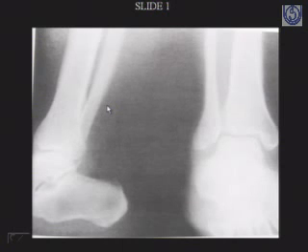This is the conventional skiagram AP view of the lower limb, in which we are seeing the lower part of the tibia and fibula along with part of the ankle joint. We are seeing part of the calcaneum in this. There are two skiagrams: one is showing the AP view, and the other one is the lateral view.